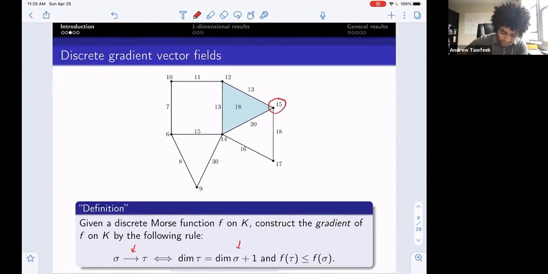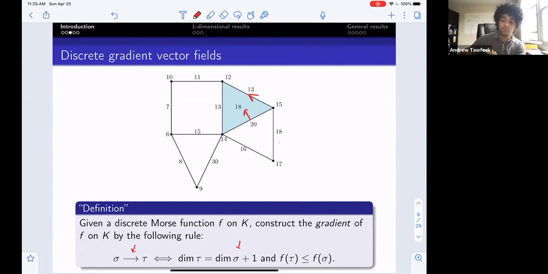So if we looked at this vertex here, numbered 15, its immediate higher dimensional neighbors are these 3 cells here. And we point an arrow to one of them if its value is less than or equal to 15. And you can see that only happens at the 13. So we'd get an arrow like this and interpret that as the vertex pointing to that edge. And then we'd go around and do this everywhere.